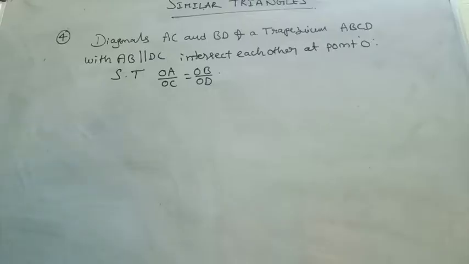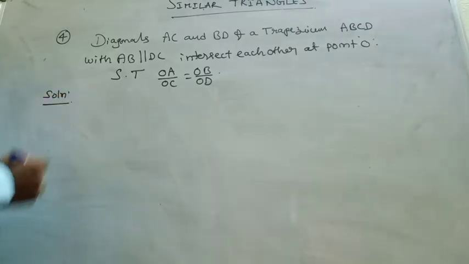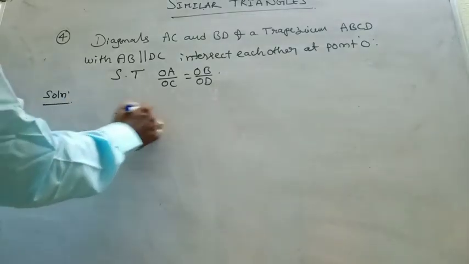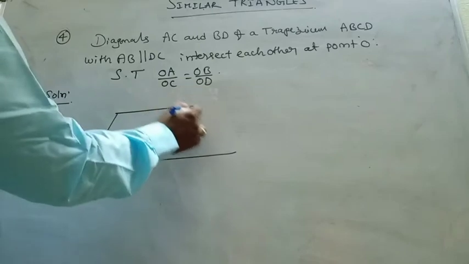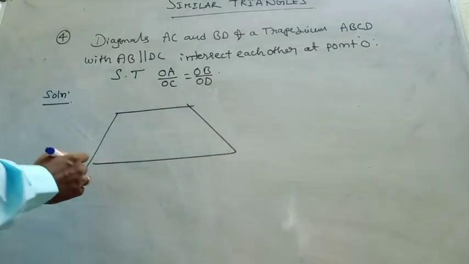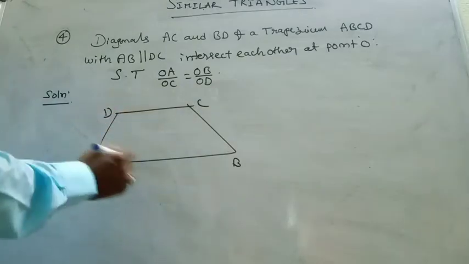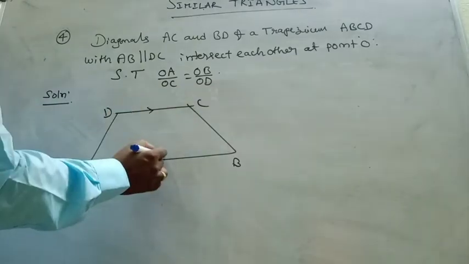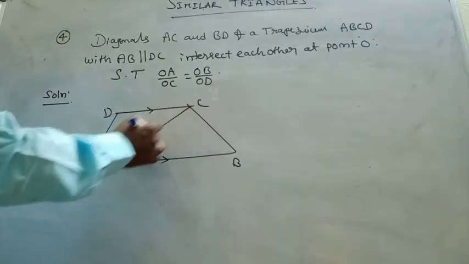Now you see, my dear students, this particular problem, the fourth one: diagonals AC and BD of a trapezium ABCD with AB parallel to DC intersect each other at a point O. Let us draw the diagram here. We have ABCD like this, AB parallel to DC, and they intersect each other at O.